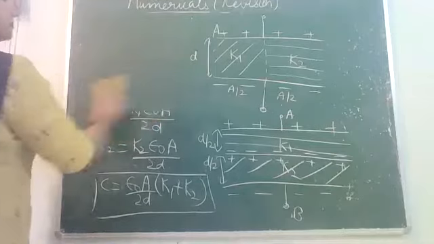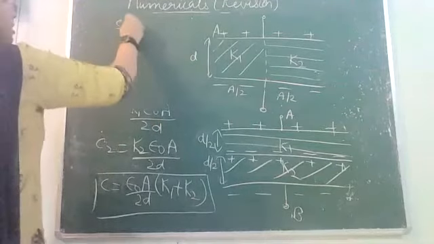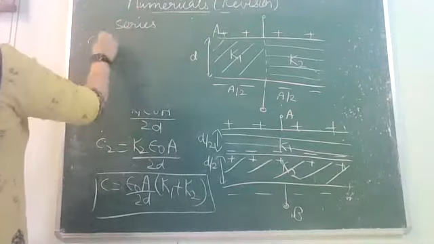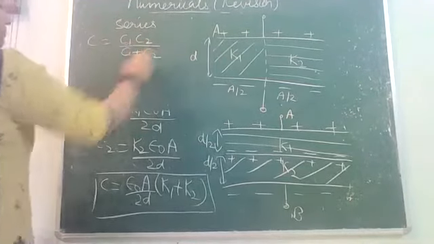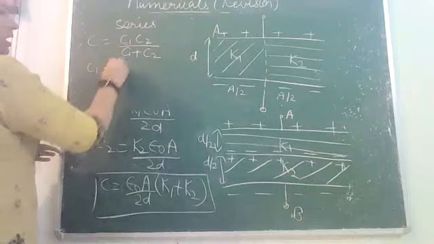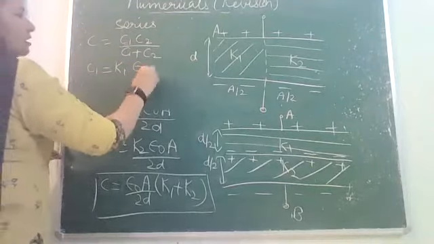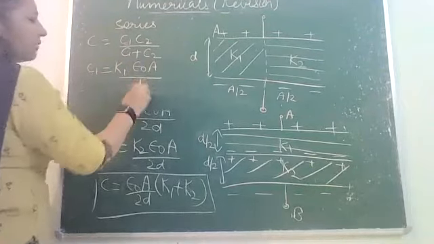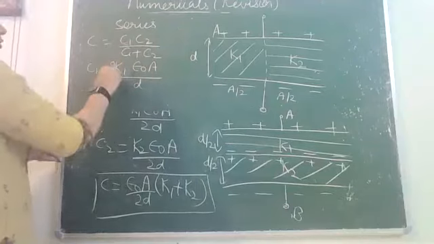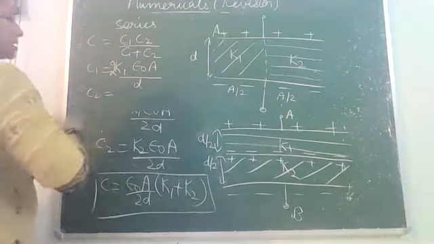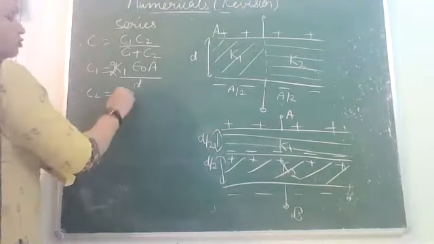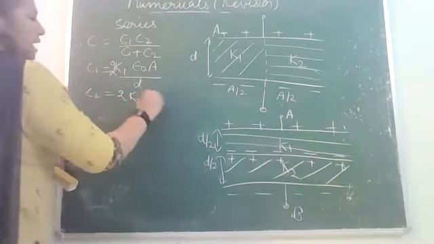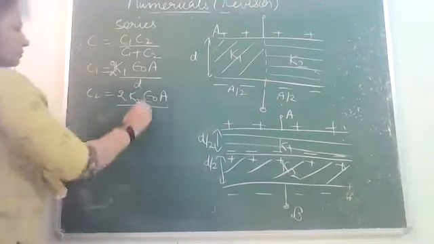So in series, how will we be solving? C is equal to C1 C2 over C1 plus C2. What is C1? K1 times epsilon naught A over D by 2. And C2 is 2K2 epsilon naught A by D.